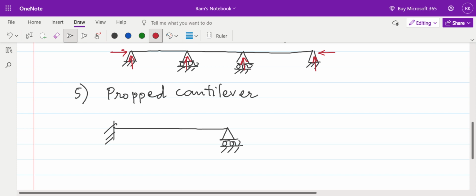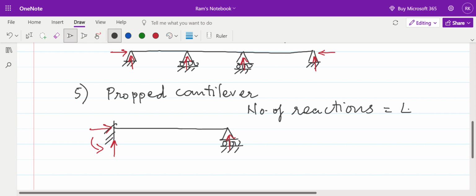So we know the number of reactions at the fixed support is 3 and the number of reactions at the roller support is 1. So we can calculate the total number of reactions in case of propped cantilever. The total number of reactions in a propped cantilever is equal to 3 plus 1, that is 4.